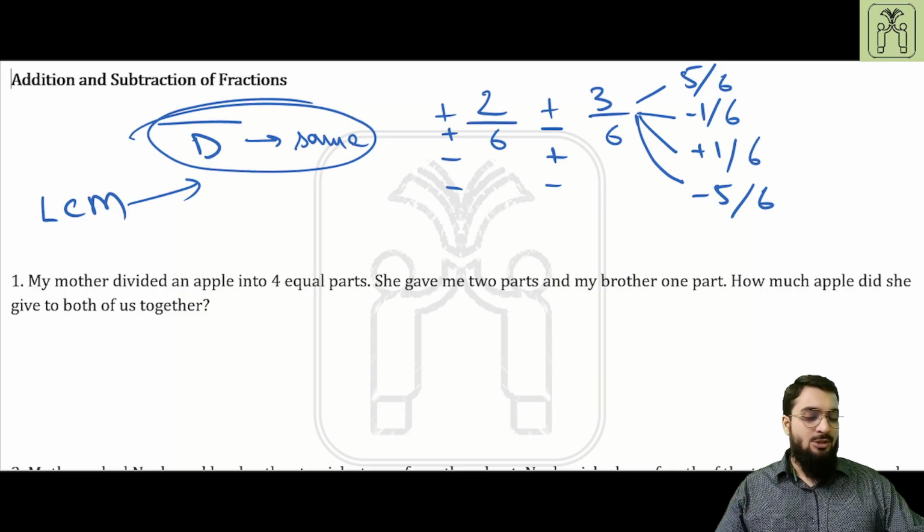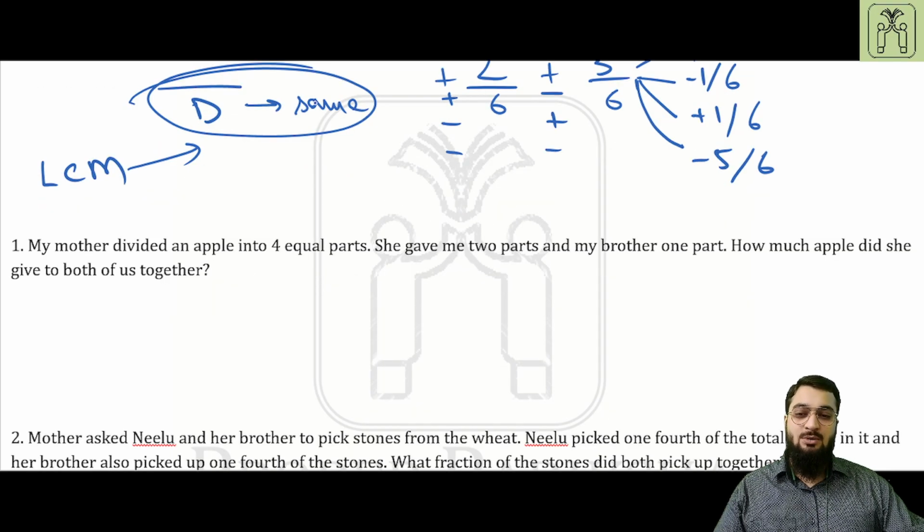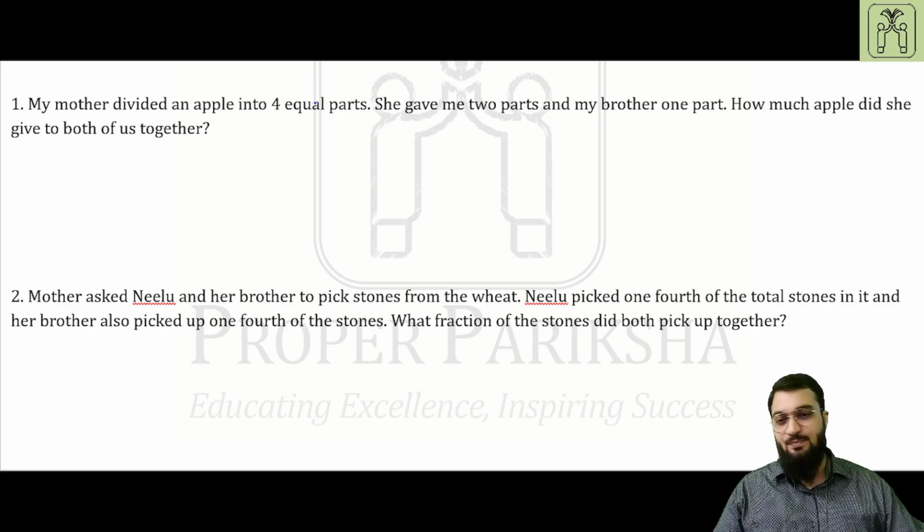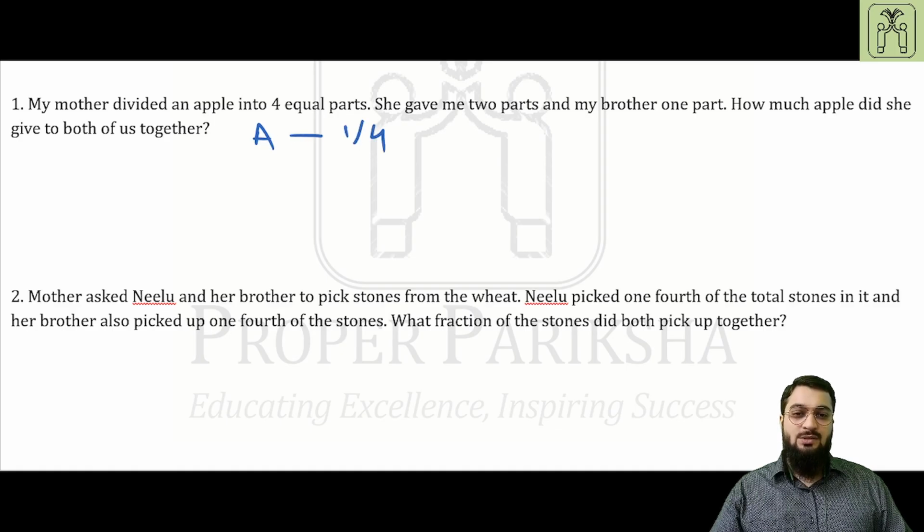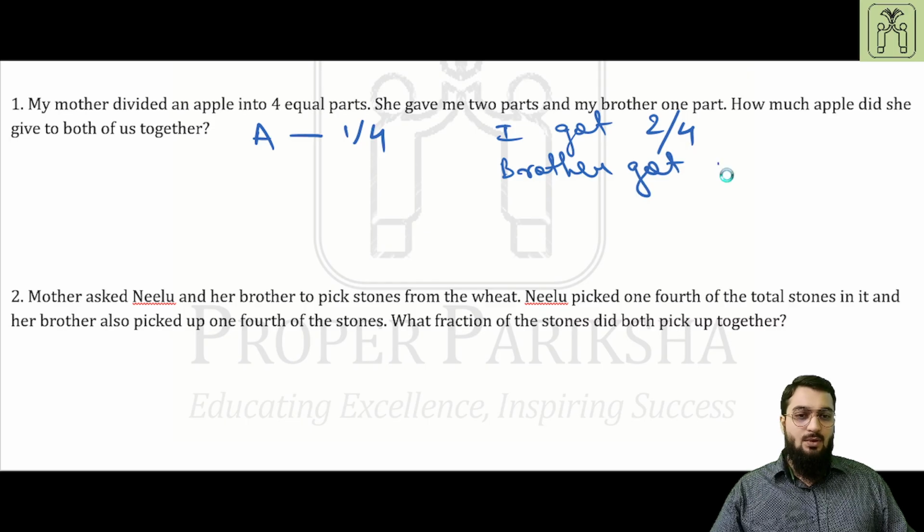So this will be much better understood if I give you certain examples and questions and we get along with it. Question number 1: my mother divided an apple into 4 equal parts. She gave me 2 parts, and my brother got 1 part. How much apple did she give to both of us?